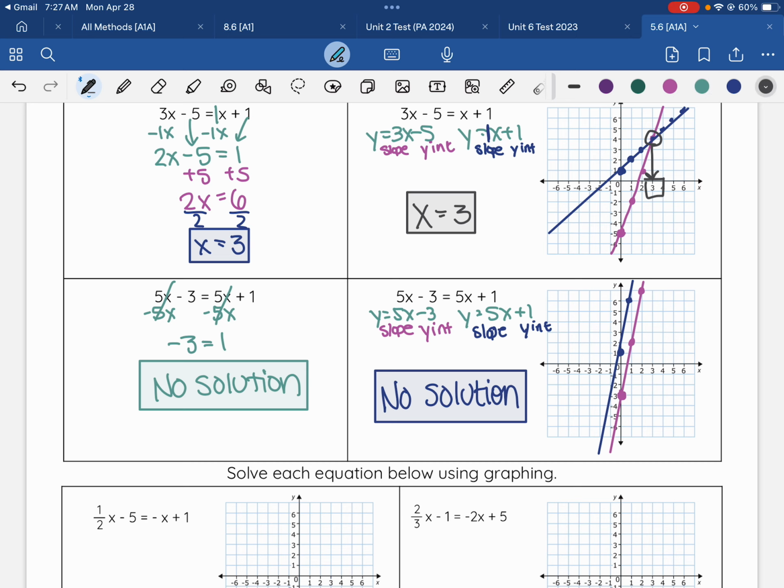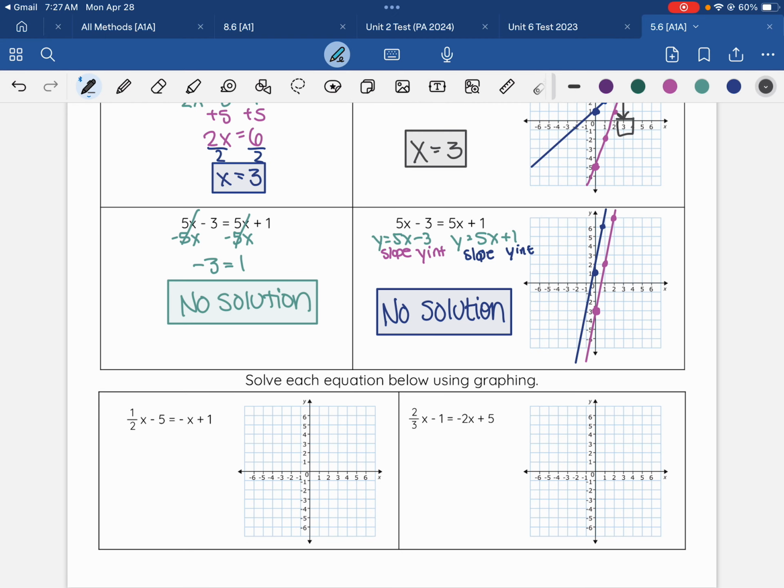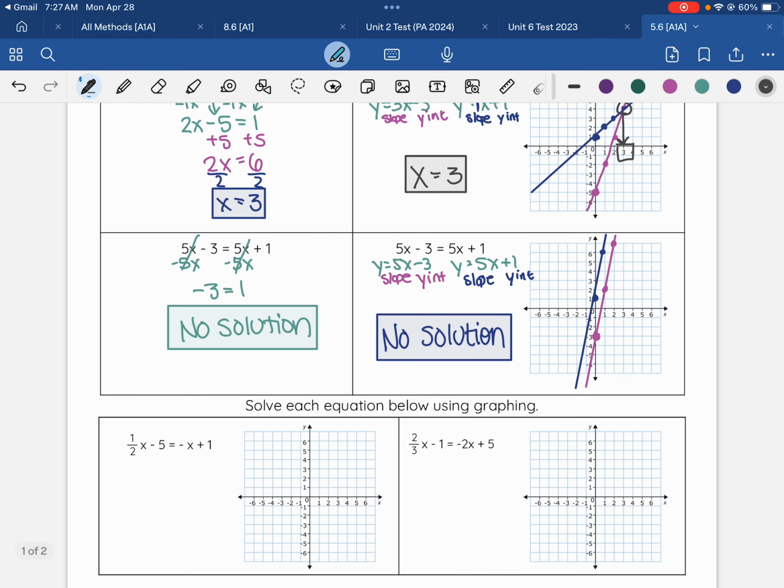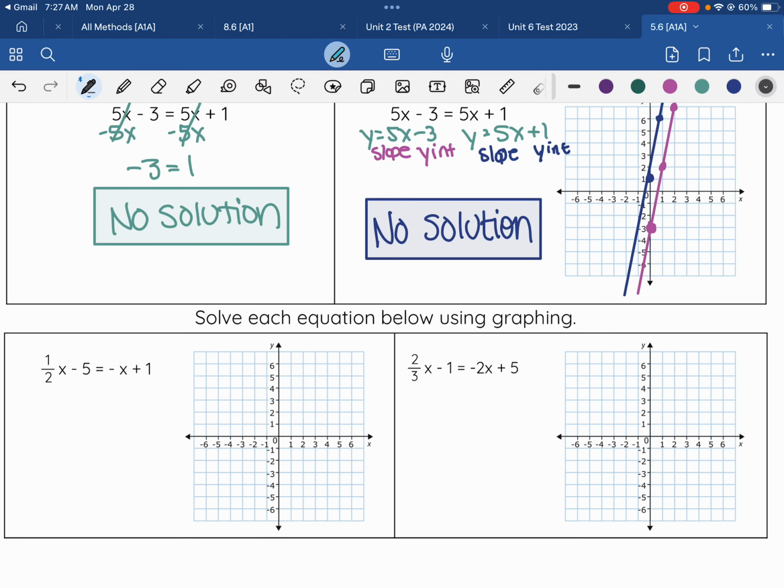All right, now what your assignment's going to be more like is these last two. I'm not going to make you solve it twice, I'm just going to have you solve it once, and that's it. So remember that you're going to make y equals the left side and y equals the right side. On the left side, my y-intercept would be the negative 5, and my slope would be the 1/2. So I'm going to go up 1 over 2. Just like that. Oops, my line got a little off, that's all right.